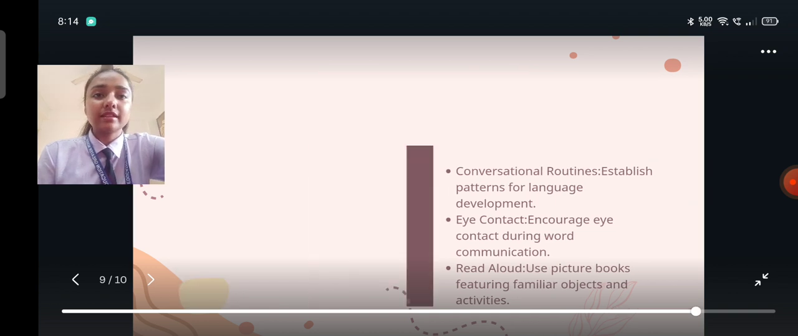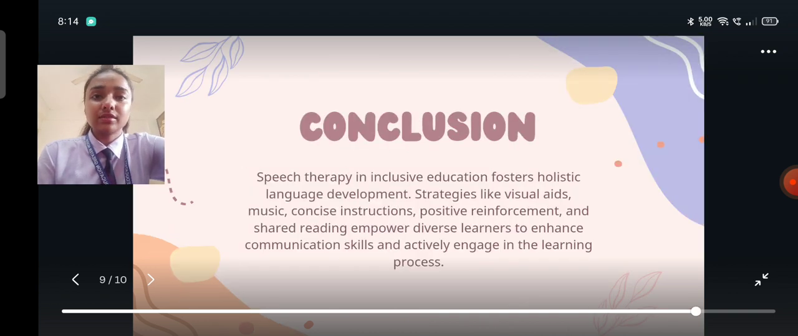So next is conclusion. Speech therapy in inclusive education fosters holistic language development. Strategies like visual aids, music, concise instructions, positive reinforcement, and shared reading empower diverse learners to enhance communication skills and actively engage in the learning process.